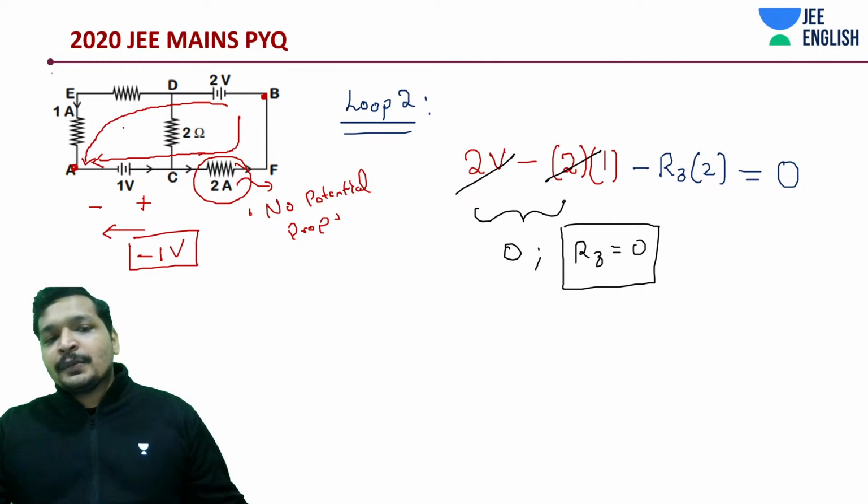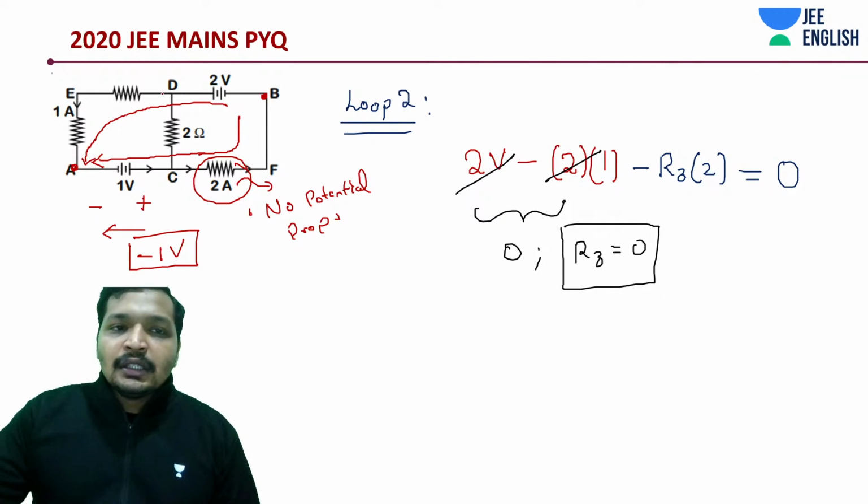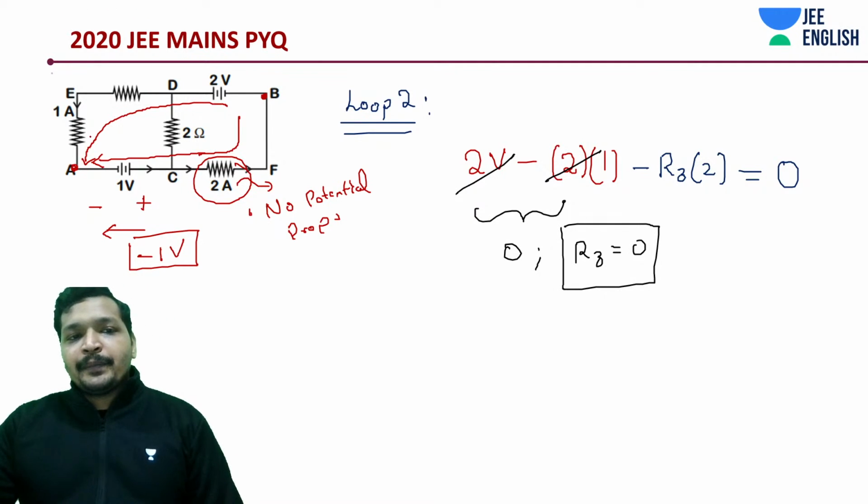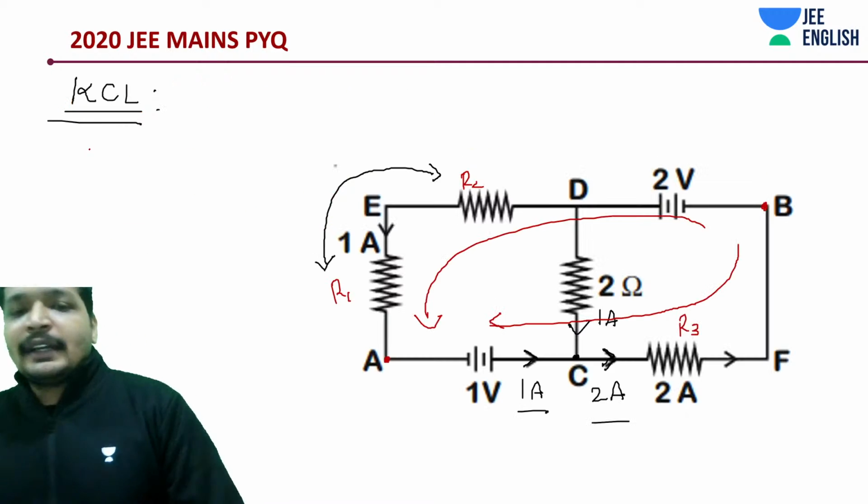Okay, we are moving in opposite directions. We are only moving in the same direction. Okay, in this case, what is happening? There is some 2 volt and current is moving in this direction, some voltage is dropping. Okay, I'll get to this point.